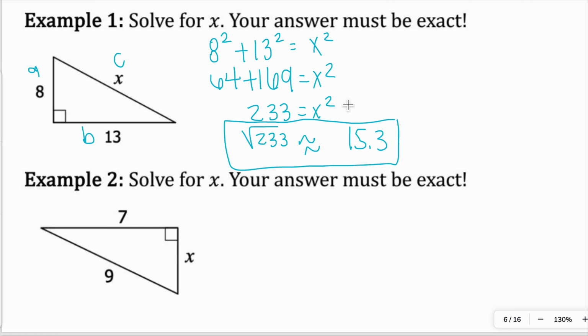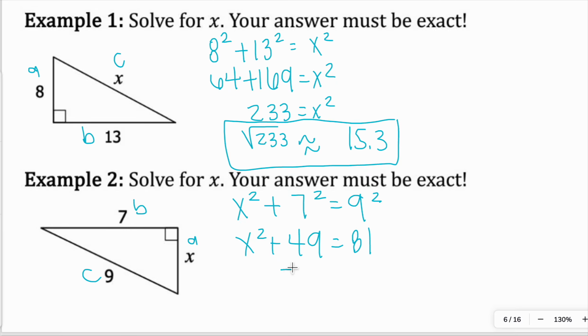Okay. And then example number 2, same concept, except now I'm missing an a or a b, and I'm given c, so I'm going to say a is x. So I'm going to say x squared plus 7 squared is equal to 9 squared. So x squared plus 49 is equal to 81. And then to find x, we would need to subtract. Since we're already given c, we want to find the leg. That's the shorter side. So x squared is going to be equal to 32.